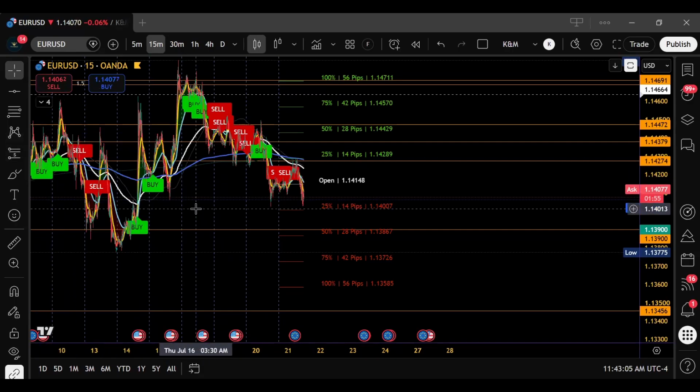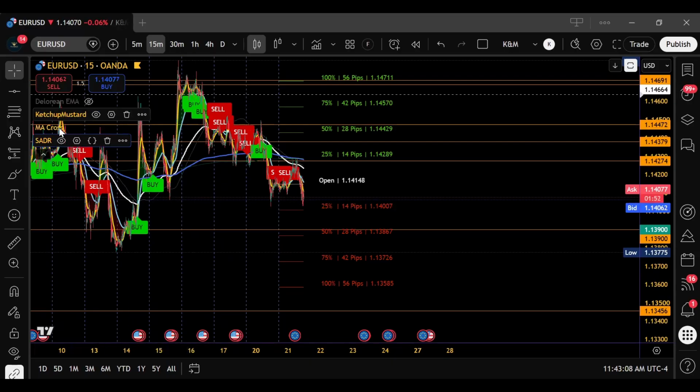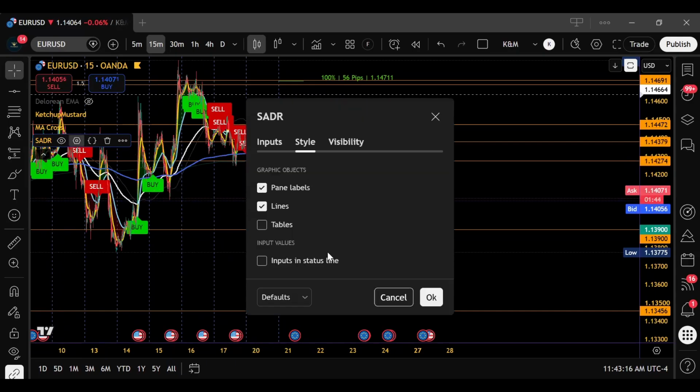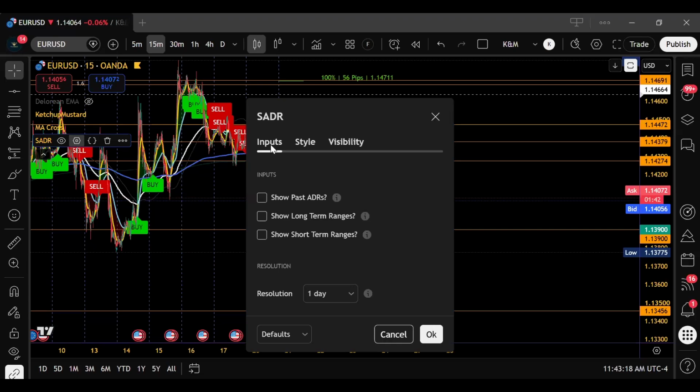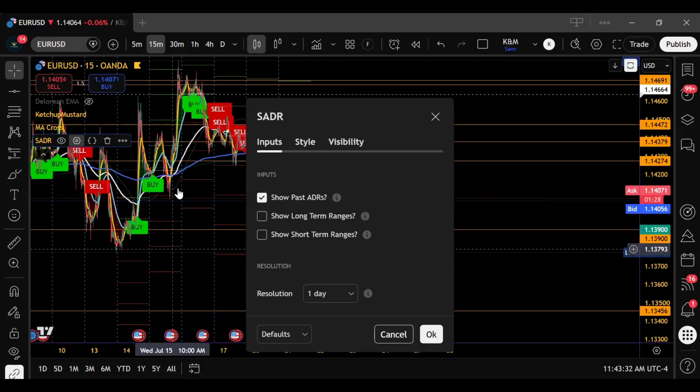So what I'm going to do is you can show the past ADRs, and it's automatically going to mark up what already happened. When you come to the ADR, you're going to go to inputs, and you can go to show past ADRs. And you see all of these popped up. It goes back 5 increments. So this is the day. That means it's going to show the previous 5 days. I'll get into this after I explain the day.